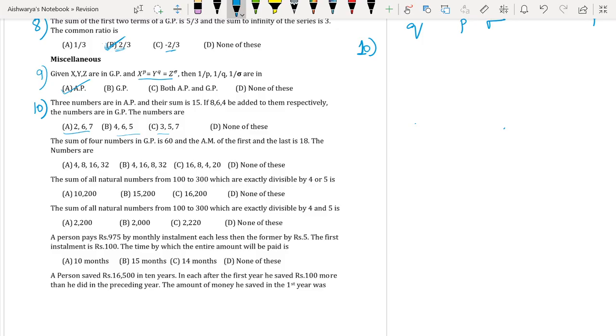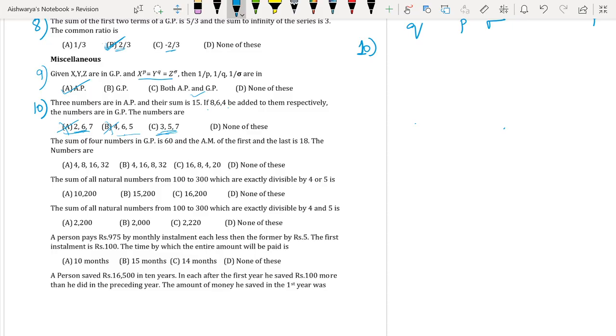Is A in AP? No. Is B in AP? No. Because see, there's no, 2 plus 4 is 6, 6 plus 1 is 7. So both are eliminated. So go ahead with option C. 3, 5, 7, it is in AP. Their sum is 15. So I've told you, to calculate quickly, 5 3s are 15 because there is a symmetry. 5 3s are 15, so sum is 15 is also satisfying.